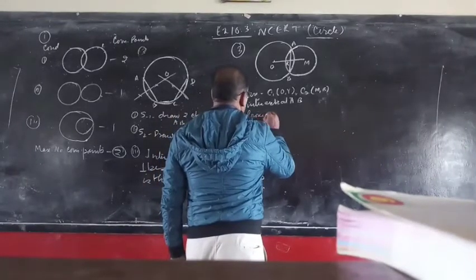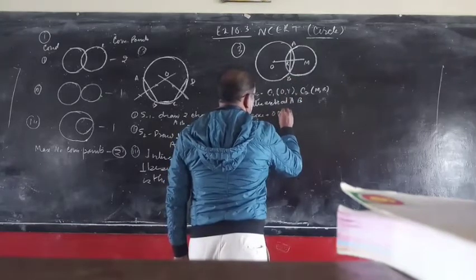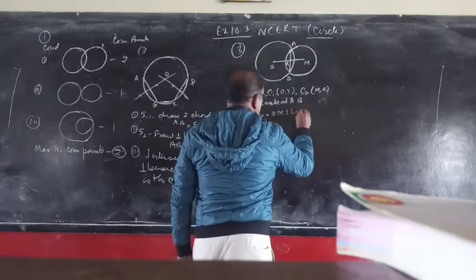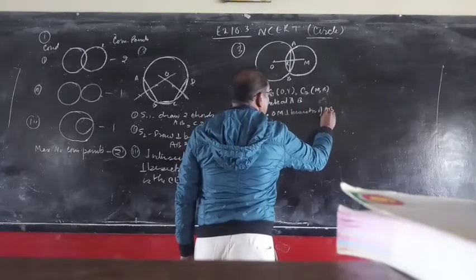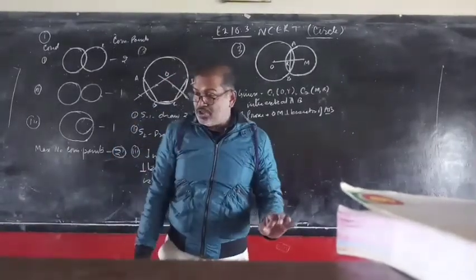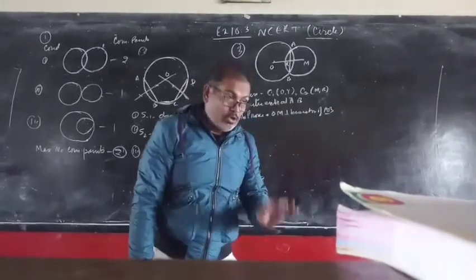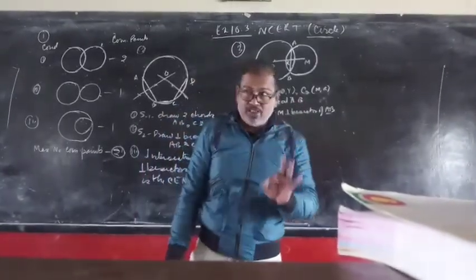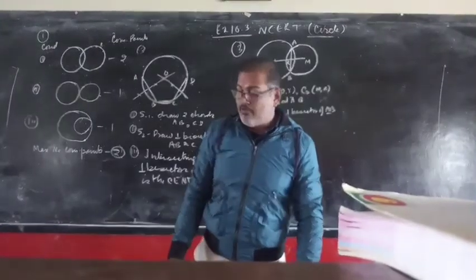OM perpendicular. That OM is the perpendicular bisector of AB and AB is the common chord of both circles. This question is given as a theorem in R.S. Agrawal book, and also this question is the hint to solve question number 1 of exercise 10.4.